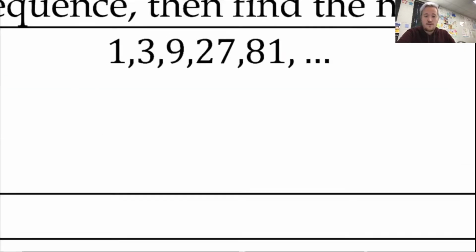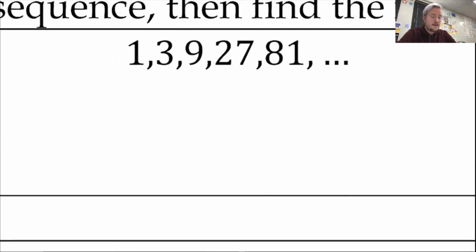All right, now looking over here, we have 1, 3, 9, 27, 81. Let's see if I do this pattern. To go from 1 to 3, I add 2. But to go from 3 to 9, that's adding 6. It's not the same change, therefore I can't really do addition here. Addition's not going to work, so I'm going to try a different change. Instead of adding, let's try multiplying.